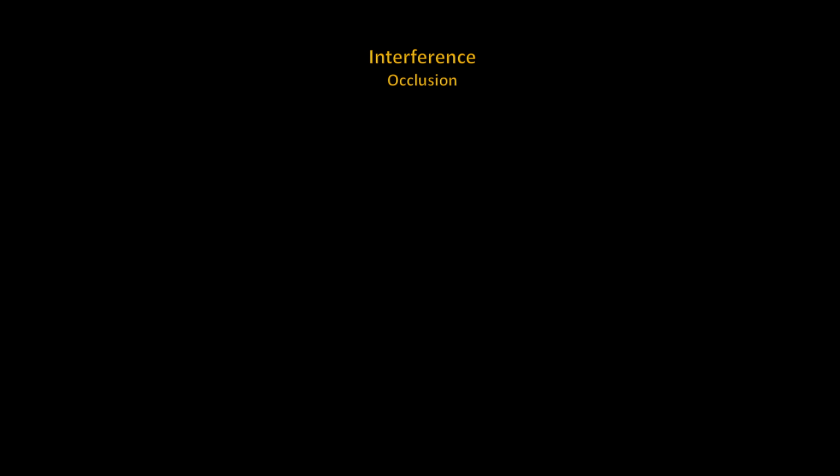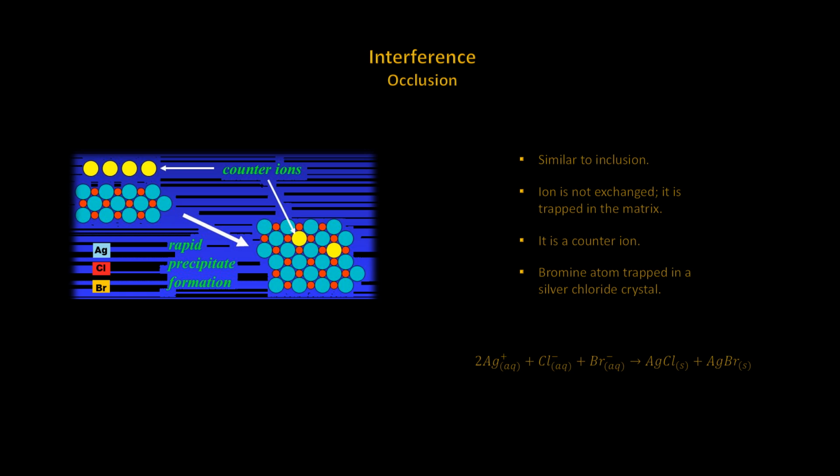Occlusions are similar to inclusions. The difference is this happens during a rapid formation of precipitate. Ions are not exchanged, but are trapped in the matrix. These ions can be water molecules, other analyte ions, reactive reagents, and others. These are counter ions. They are either negative ions or positive. The illustration shows that a bromine ion, being negatively charged, becomes trapped in the matrix of a silver chloride crystal. This type of contamination can be avoided by a slow addition of the precipitating agent. If contamination of this type is present, redissolving and reprecipitation will have to be carried out.